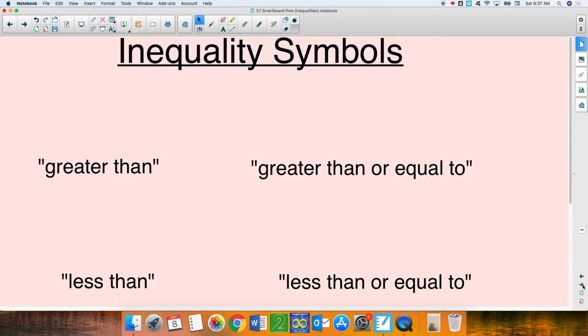Just as a reminder, your inequality symbols: greater than symbol looks like this. Greater than or equal to, obviously, would have that equal sign underneath. Less than looks like this. And then less than or equal to. It is important that you memorize these symbols and know how to read them correctly.